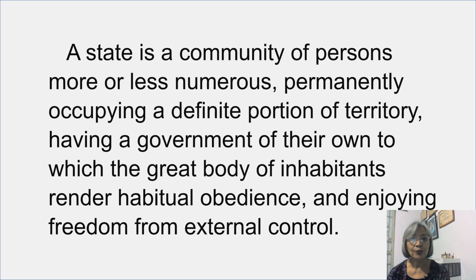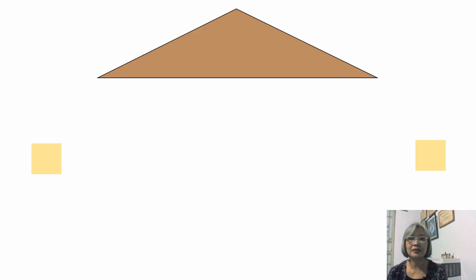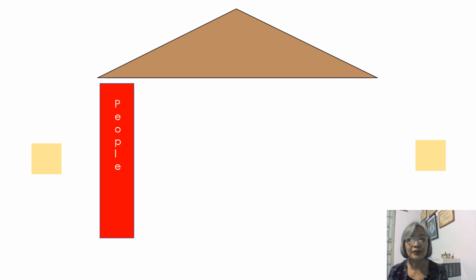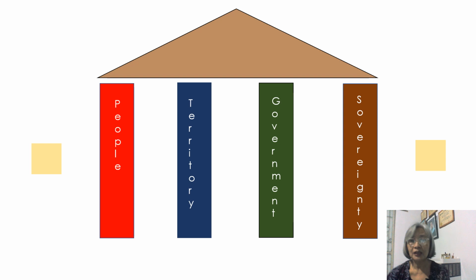So we have, ano ba yan? Community of persons. Then definite portion of territory. So, having a government of their own. With a great, enjoying freedom from external control. So, from that definition, meron ka nang makikitang apat na element. So, what is really a state? So, people. So, these are the elements of the state. Territory, government, and sovereignty. So, yan yung apat na makikita nyong elements doon sa definition ng state.